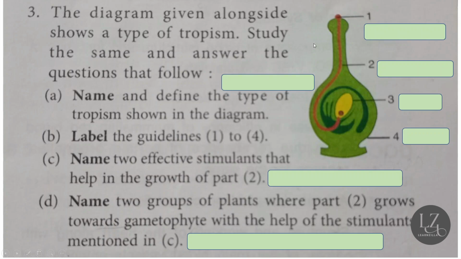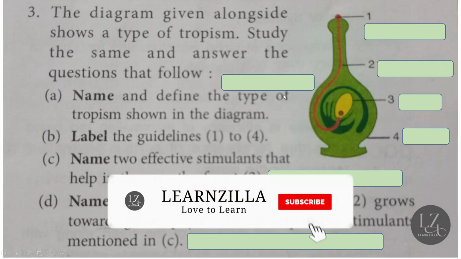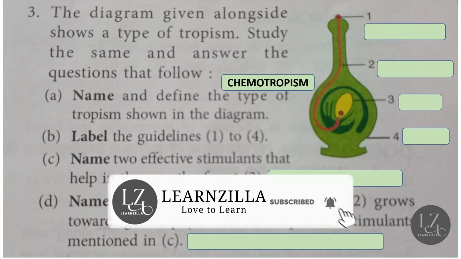As we observe the diagram, this is the diagram showing the fertilization process, right, in the ovule. So, name and define the type of tropism shown in the diagram. What is the tropism? What is happening from here to here? The pollen grain after fertilization starts growing into the pollen tube, which travels along the style to reach the ovule, right. So, this process is called as chemotropism.